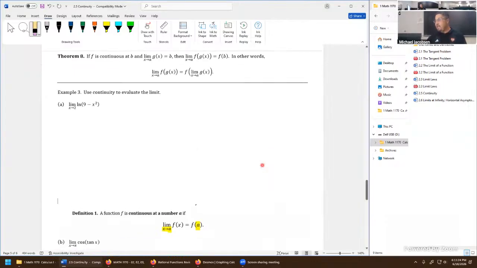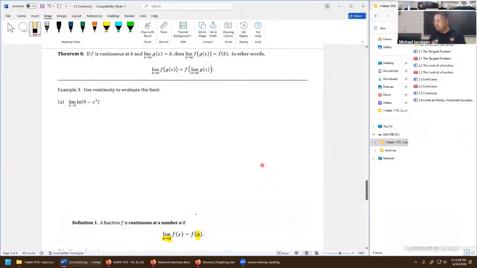So that takes us to the last bit of exercises down below. We're going to use continuity to evaluate a limit. And I captured theorem 8 for, I think, one problem here at least is going to be particularly useful for us in dealing with compositions.